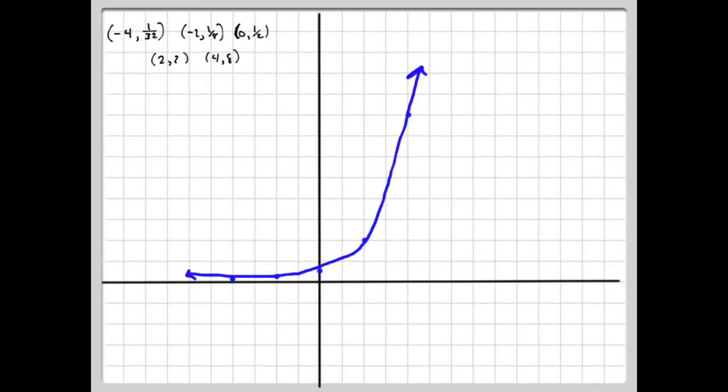Now notice that none of our outputs are negative. That starts to narrow it down right away, actually. So if we plot those, -4, 1/32 is a really small output. -2, 1/8, pretty small. 0, 1/2, 2, 2, 4, 8. When we connect those dots, we get this shape here.